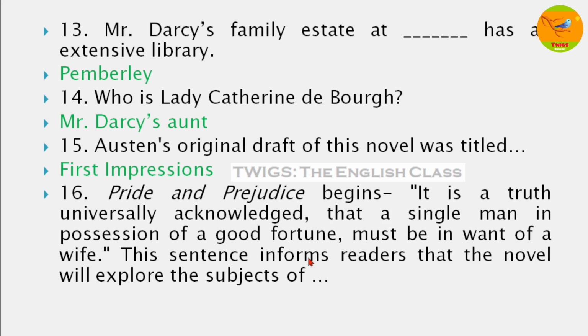Look at here, a very famous sentence. Pride and Prejudice begins: it is a truth universally acknowledged that a single man in possession of a good fortune must be in want of a wife. This sentence informs readers about the subjects the novel will explore, and gives us the impression about the central idea of the novel, that is wealth and marriage.